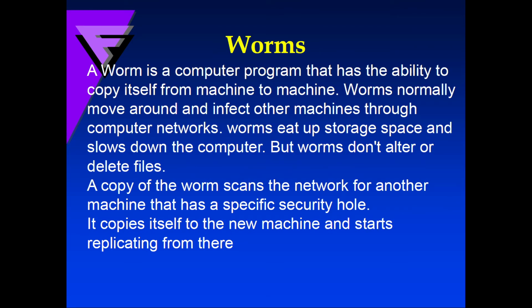Worms. A worm is a computer program that has the ability to copy itself from machine to machine. Worms normally move around and infect other machines through computer networks. Worms eat up storage space and slow down the computer, but worms don't alter or delete files. A copy of the worm scans the network for another machine that has a specific security hole. It copies itself to the new machine and starts replicating from there.